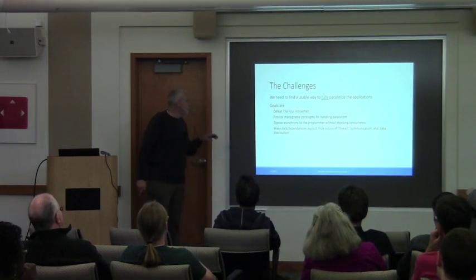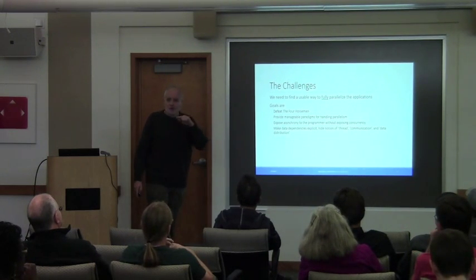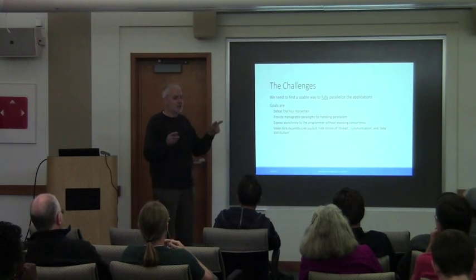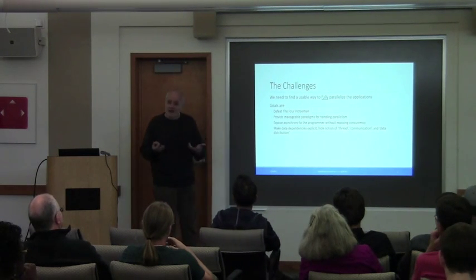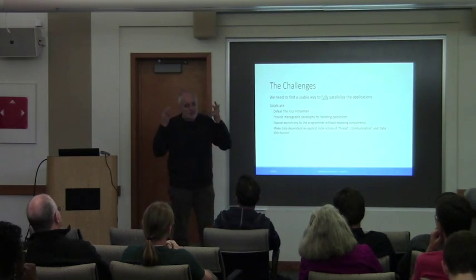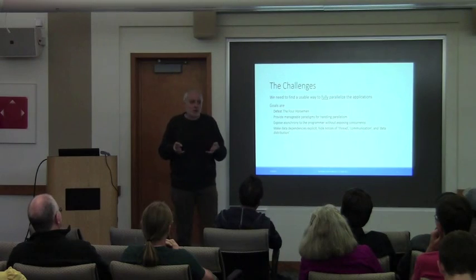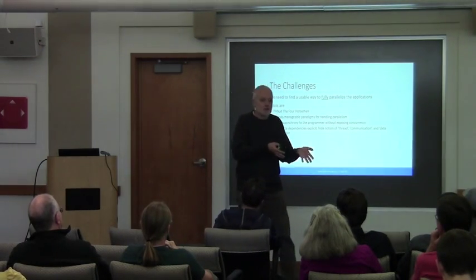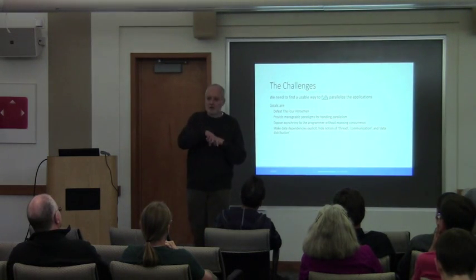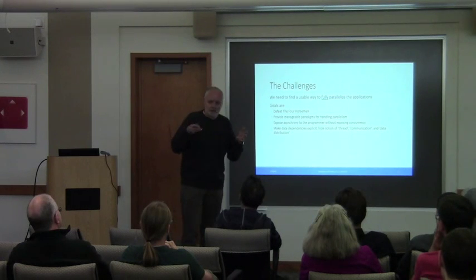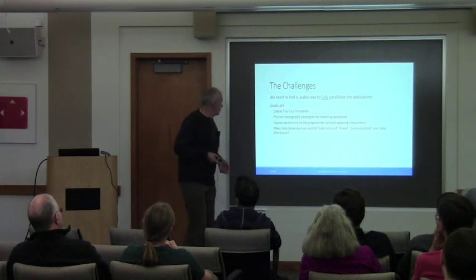So our challenges: we need to find a way to fully parallelize our applications. We need to defeat the four horsemen, because they kill our performance. We need to provide manageable paradigms for handling our parallelism because we have feeble minds, right? We can only write programs which we understand. And we not only want to write programs we understand, we want to be able to debug them. Well, there is that notion that debugging is 10 times more difficult than writing code, and if you write code as clever as you can, you're by definition not able to debug it. So we have to solve these problems.